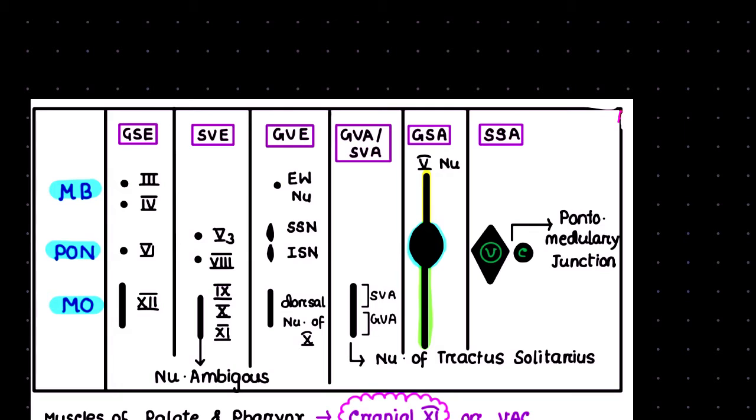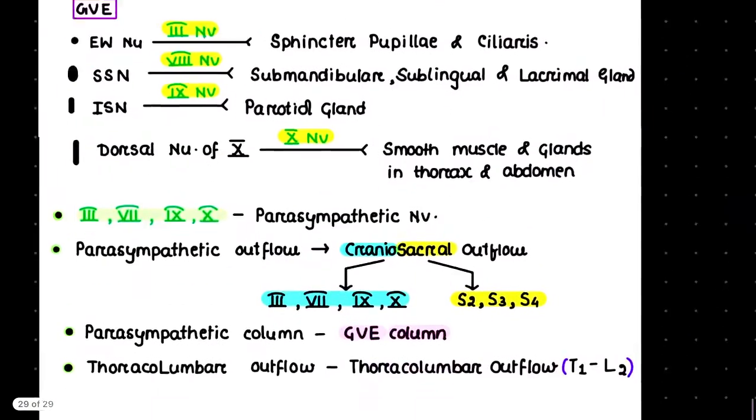Now here, if you will see, the 10th, the vagus nerve, is the only nerve that will go beyond the head and neck. That means it will go and supply what? It will supply smooth muscle and glands in the thorax and abdomen. Okay, now let's talk about GVE.